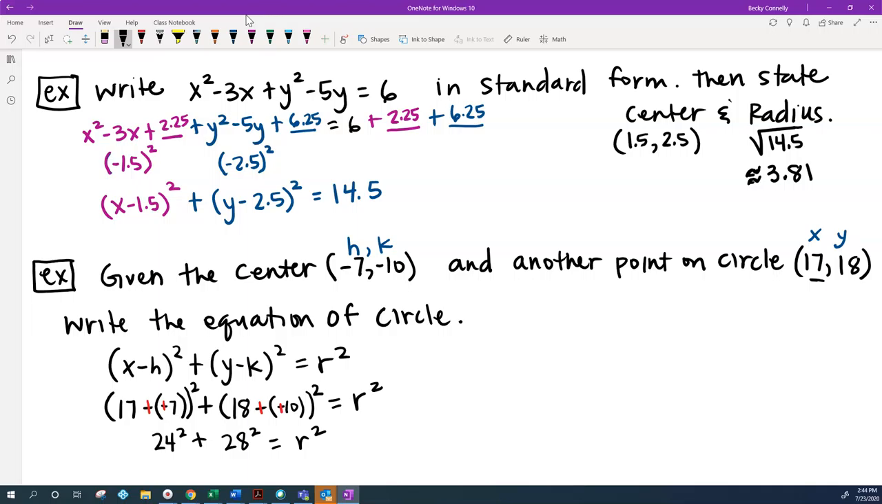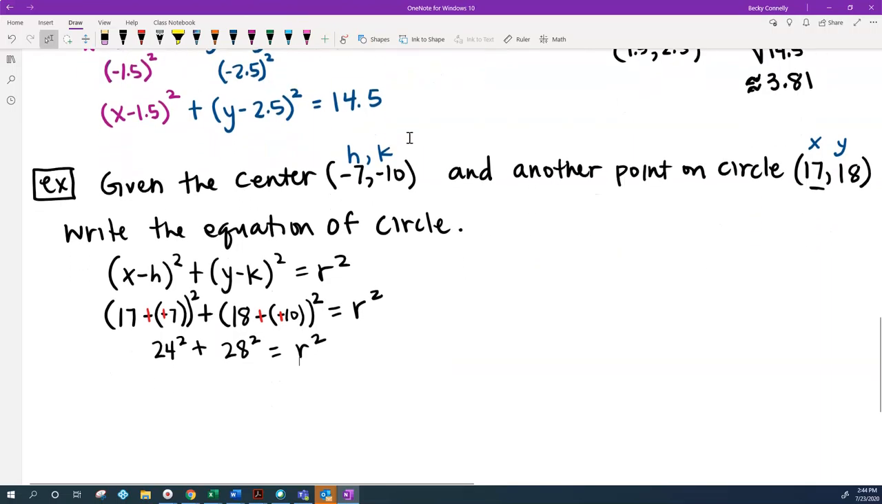All right, well, let's go ahead and simplify. 24 squared plus 28 squared. When you do that, that should give you 1360. All right, check in your calculator. Make sure. Good. Looks like Parker came up with that. And it's what your R squared is.